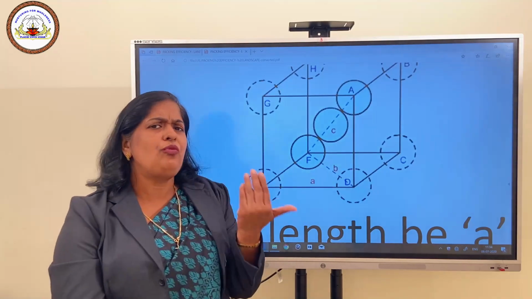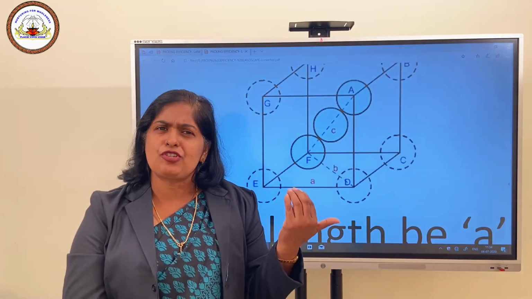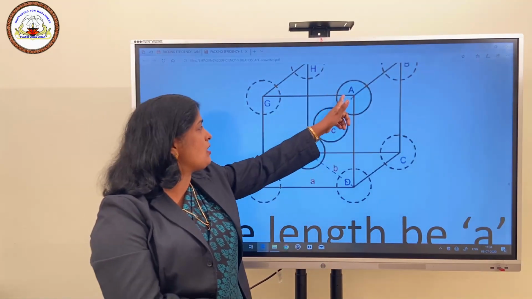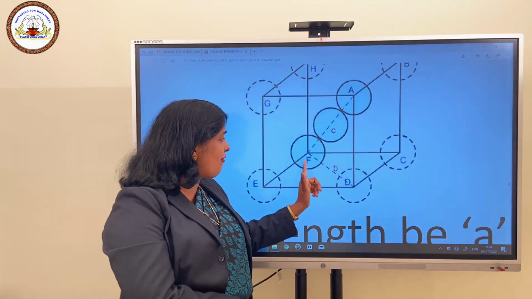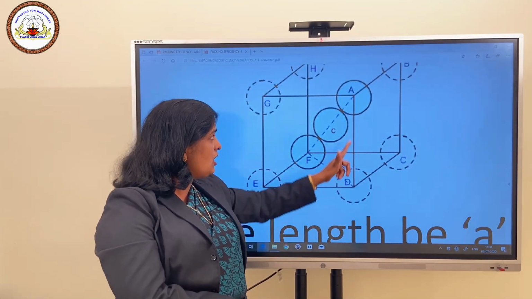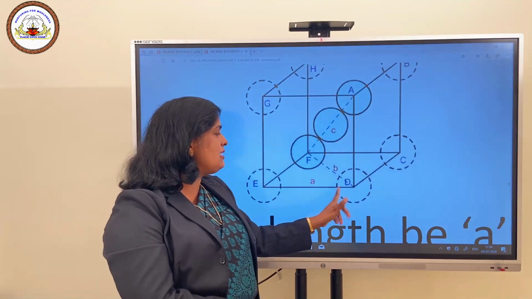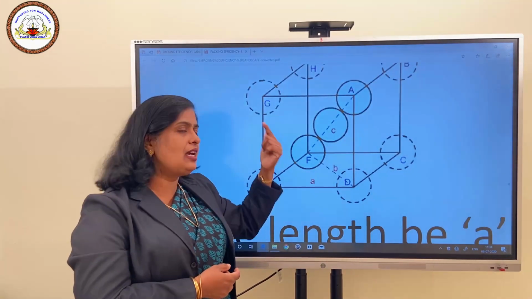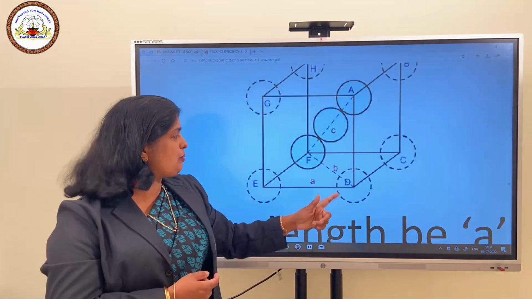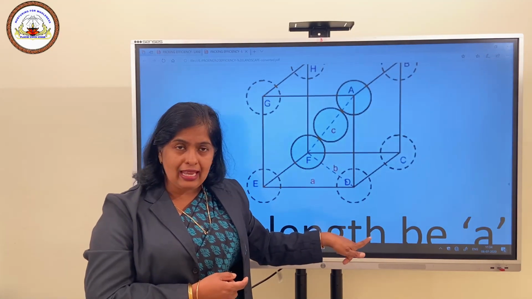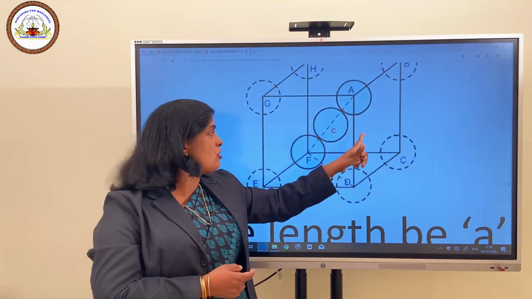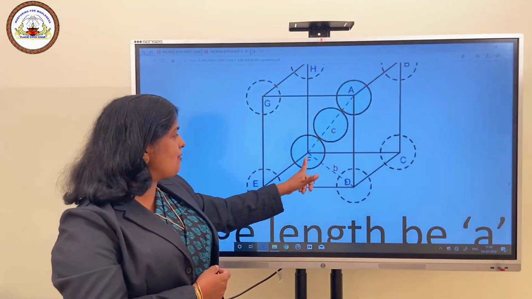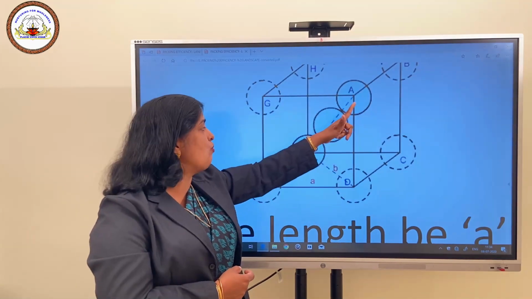Now what we are going to do, we need an expression of a in terms of r. That is why we need to consider this triangle AFD. FD is b, AF is c, and AD is a. We know only the edge length a. So first we need to find an expression for b in terms of a, then we will need an expression for c in terms of a. So first we will find b, then we will see c.